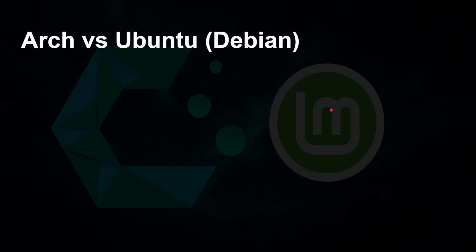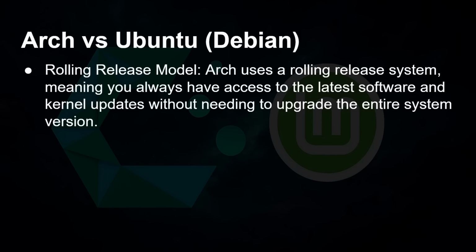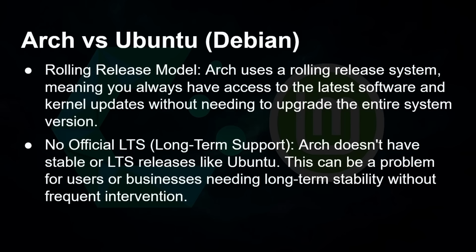So why did I mention Arch versus Ubuntu? In fact, it could be Arch versus Debian. Well, the reason is that CachyOS is based on Arch and Linux Mint is based on Ubuntu, and Ubuntu is based on Debian. So Arch uses a rolling release model, which means that you always have access to the latest software and kernel updates without needing to upgrade the entire version to, you know, 25.04 or whatever the next version number is. It's a rolling release. But the negative side of that, there's no official long-term support version.